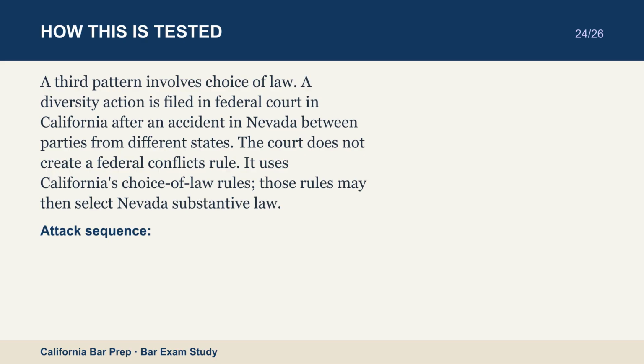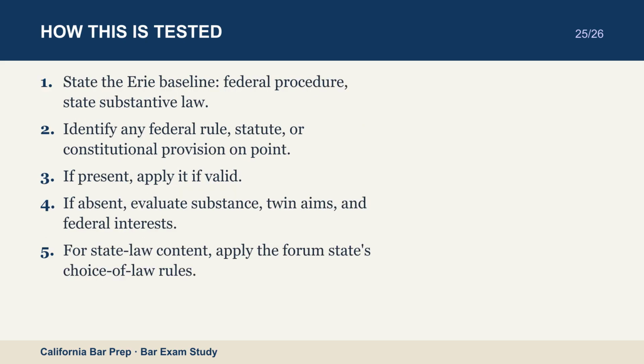A test-taking sequence: State the Erie baseline: federal procedure, state substantive law. Identify any federal rule, statute, or constitutional provision on point. If present, apply it if valid. If absent, evaluate substance, twin aims, and federal interests. For state law content, apply the forum state's choice of law rules.